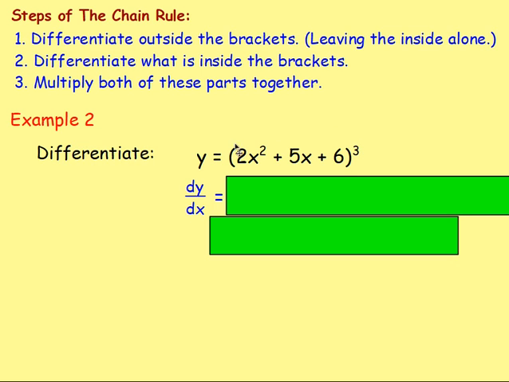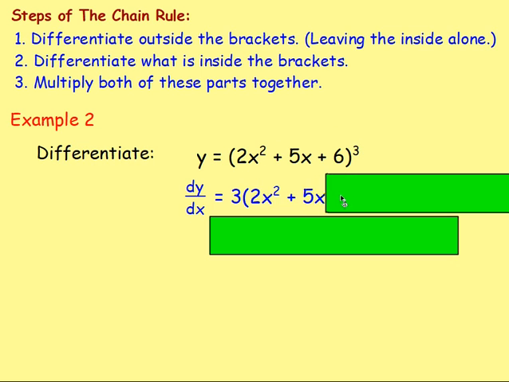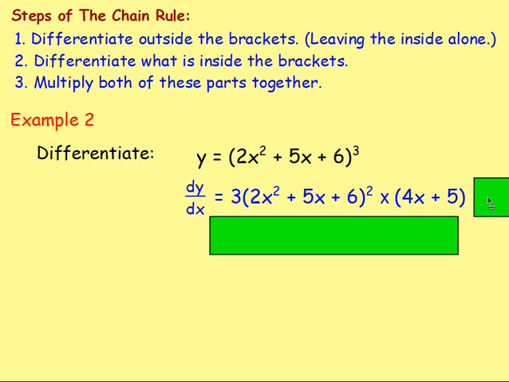Bring the power down, so it would become 3 times the brackets, and that would then go to the power of 2, because you bring the power down and then take 1 off the power. Differentiate what's inside the brackets. So inside the brackets here, 2x squared plus 5x plus 6. If you differentiate that, that will give you 4x plus 5, and you multiply both parts together. Just make sure you put brackets around what you get when you differentiate this inside part, because you're multiplying everything by that.